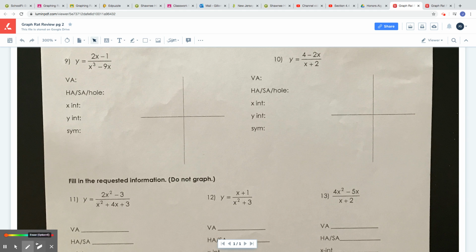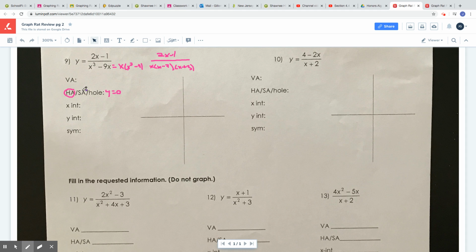Looks like we got a degree larger on the bottom, so we're probably going to have a horizontal asymptote at y equals 0. But let's just factor this first. Notice you can take out an x and it becomes x squared minus 9. But then it becomes x minus 3, x plus 3. So you're left with 2x minus 1 over x times x minus 3, x plus 3. Nothing cancels. The degree is larger on the bottom, so it's just y equals 0 for horizontal.